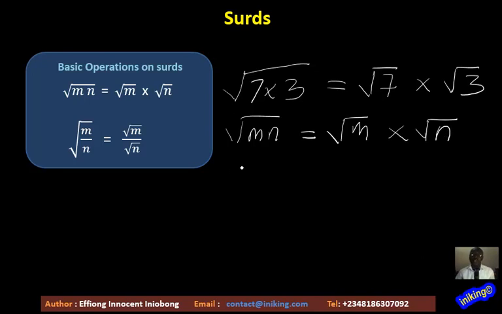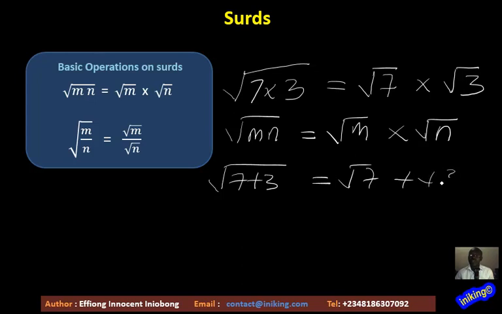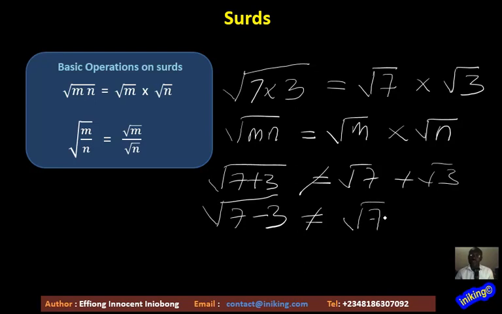But please take note that if I have the root of 7 plus 3, this can never be the root of 7 plus the root of 3. So it is for multiplication, and addition cannot work, neither can subtraction work. So this is wrong. And also something like 7 minus 3, we can never say this is going to be root of 7 minus root of 3.